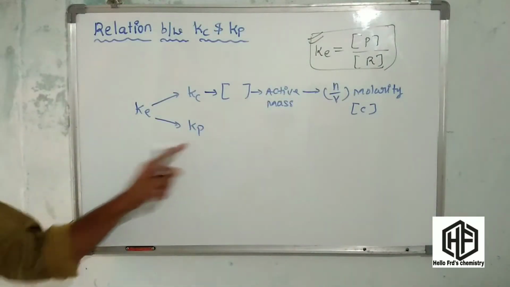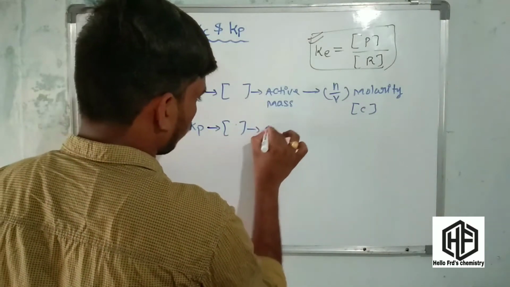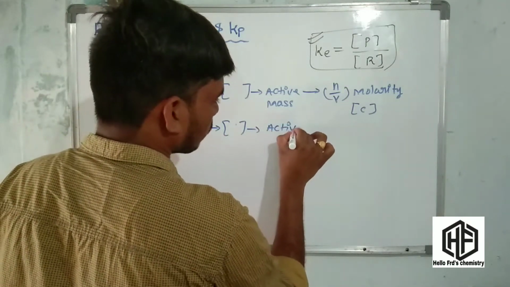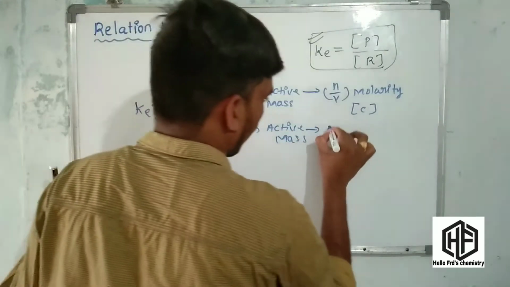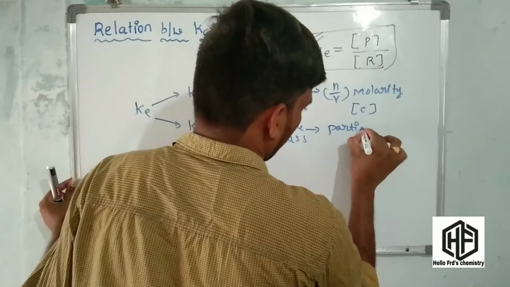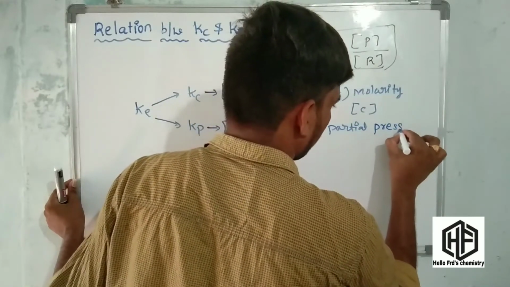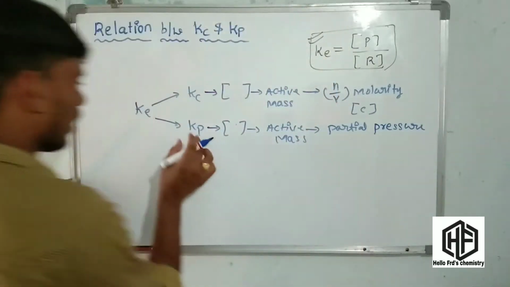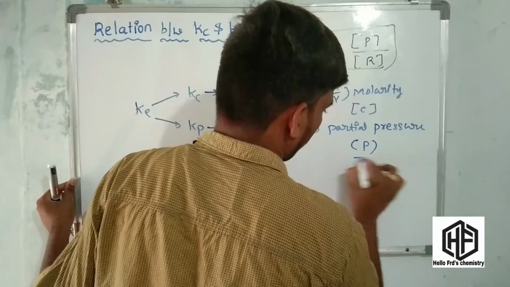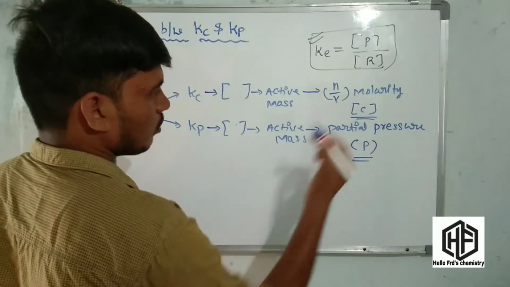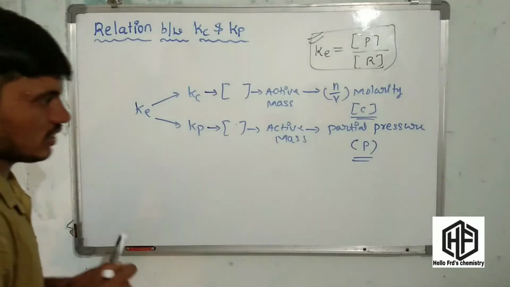But what is Kp? In Kp, the active mass is expressed in terms of partial pressure. So Kp uses partial pressure, and Kc uses the active mass in terms of concentration. These are Kp and Kc.